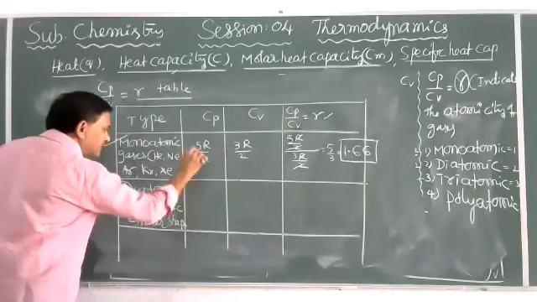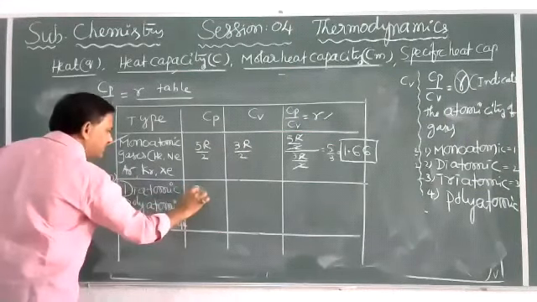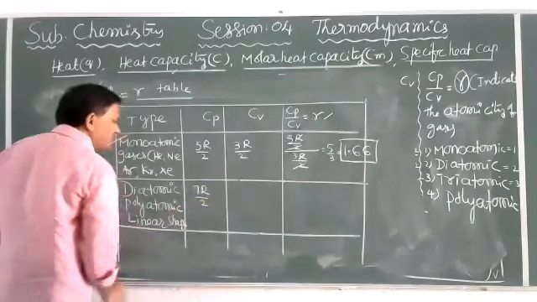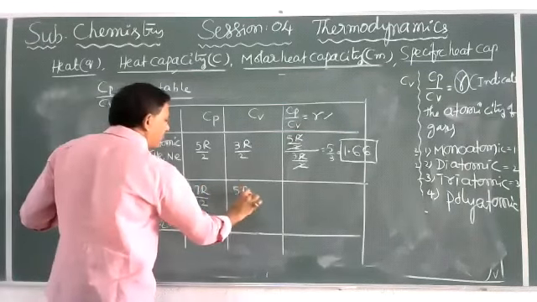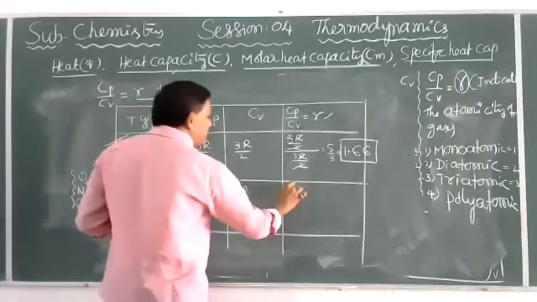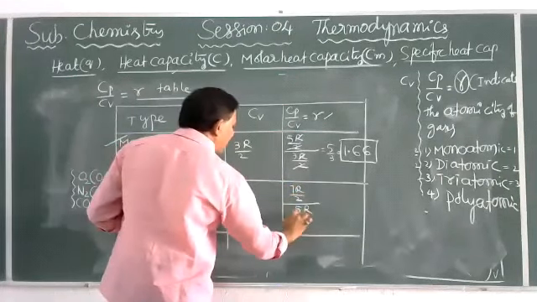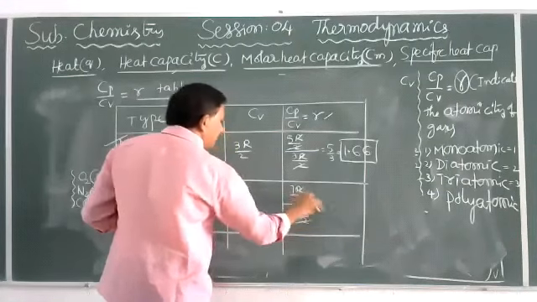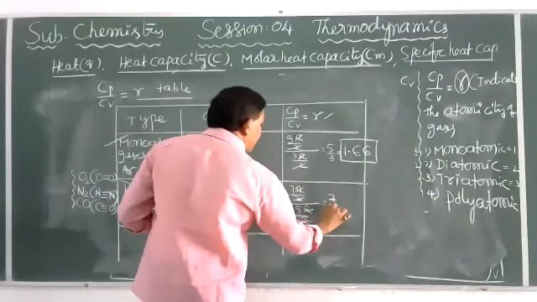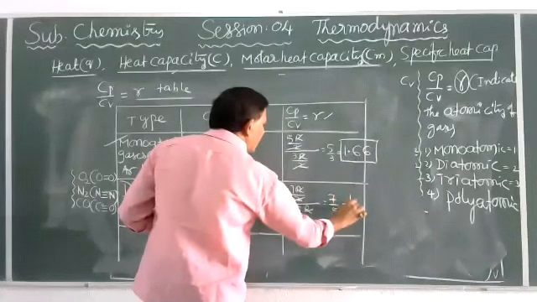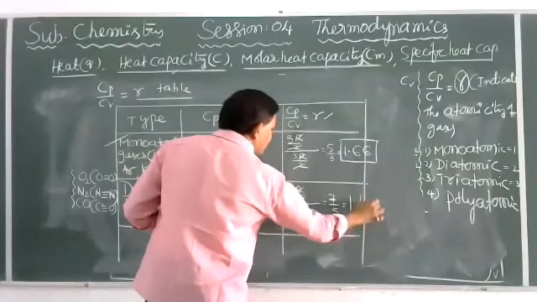So in such cases, the Cp value is 7R by 2 and Cv is 5R by 2. So it is 7R by 2 whole divided by 5R by 2. R gets cancelled. That is 7 by 5, which equals 1.40 value.